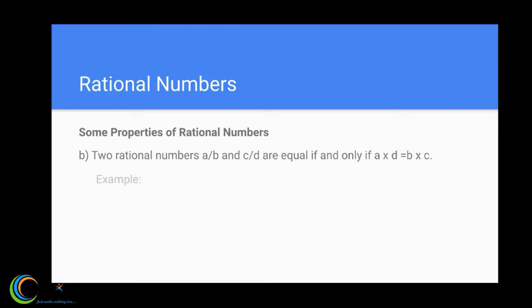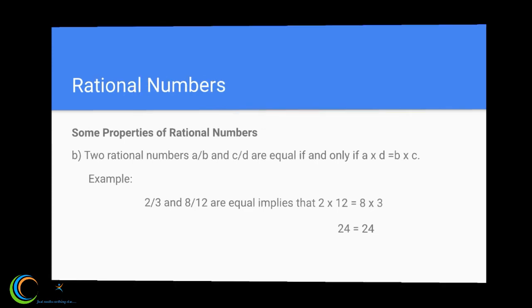Here, if we consider two rational numbers 2 by 3 and 8 by 12, then it implies the cross multiplication of the two rational numbers, that is 2 into 12 is equal to 8 into 3. The product of LHS and RHS is equal, that is 2 into 12 is 24 and 8 into 3 is also 24. That means these two rational numbers are equivalent or equal.